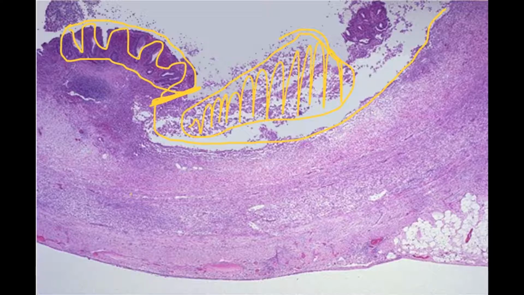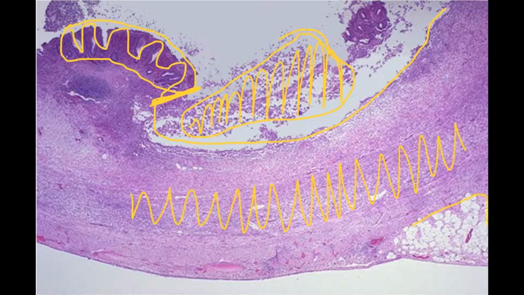And then here you have the muscularis layer, which we pointed out before in the cross-sectional. And then right here is some of the fat from the mesoappendix. And then one last thing you'll notice right here is that this is the Peyer patch, the lymphoid tissue.